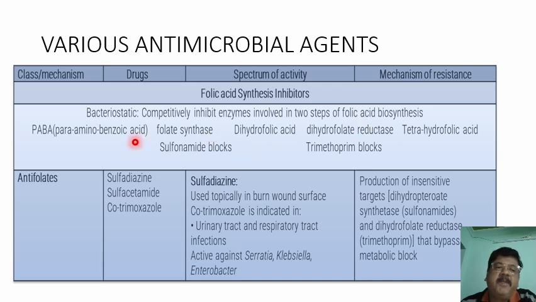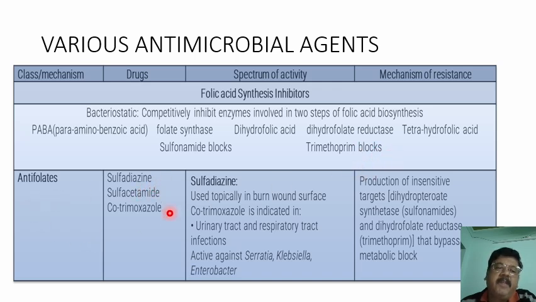Then folic acid synthesis inhibitors. They are bacteriostatic and competitively inhibit the enzymes involved in two steps of folic acid synthesis. Para-aminobenzoic acid, under the influence of the folate synthesis enzyme, forms dihydrofolic acid, and under the influence of dihydrofolate reductase enzyme it is converted into tetrahydrofolic acid. So folate synthetase is inhibited by sulfonamide, and dihydrofolate reductase is affected by trimethoprim. So both act synergistically, leading to inhibition of folic acid synthesis.